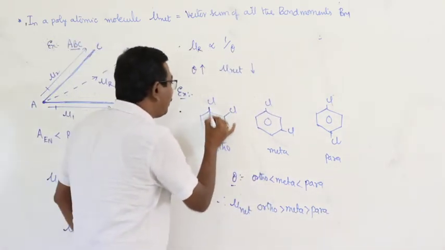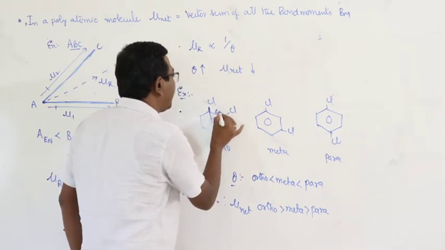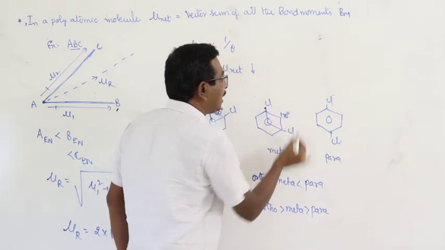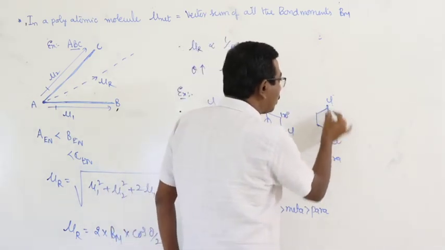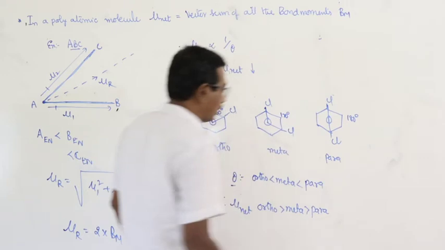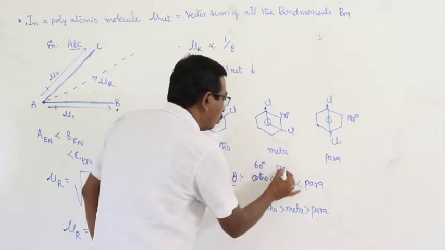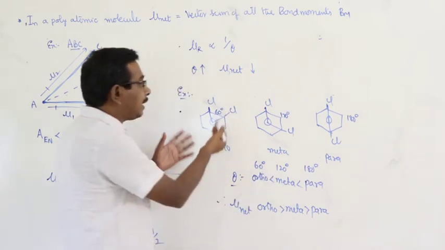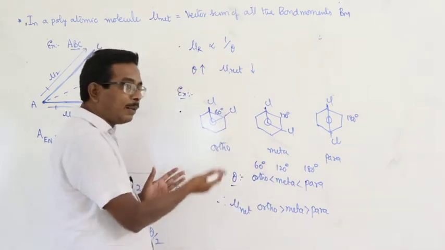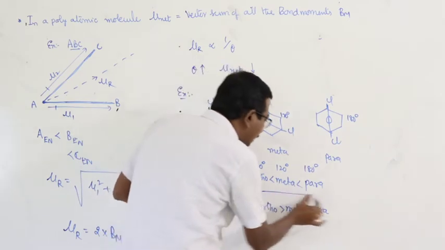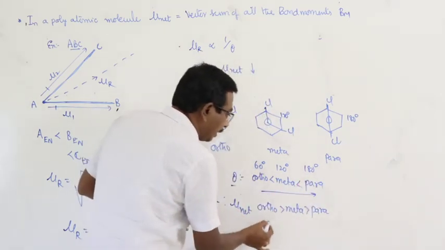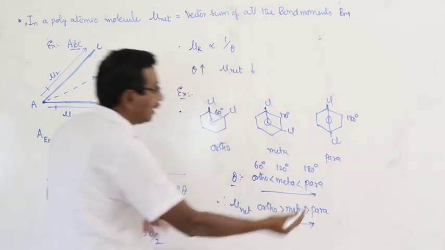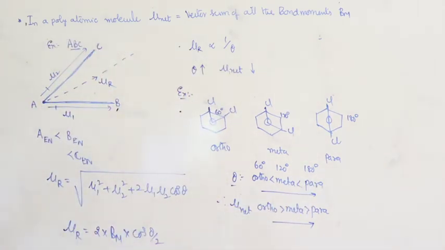Here the angle between the two chlorine atoms is 60 degrees. Here the angle between the two chlorine atoms is 120 degrees. Here the angle between the two chlorine atoms is 180 degrees. What happened to the theta between the two bonded atoms or two bond moments? Here it gradually increases. Therefore, net dipole moment decreases. With increase of the theta value, the net dipole moment gradually decreases.